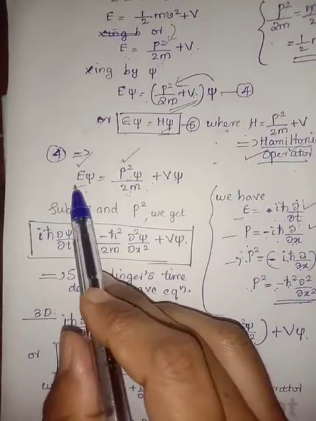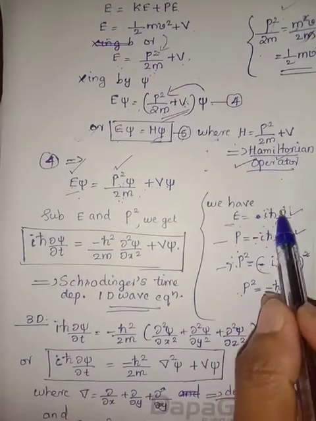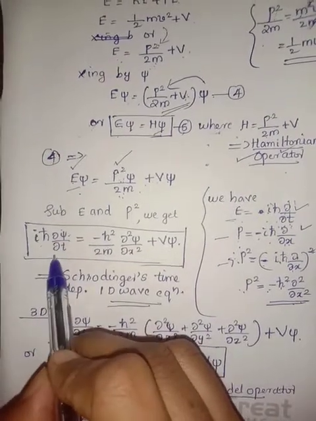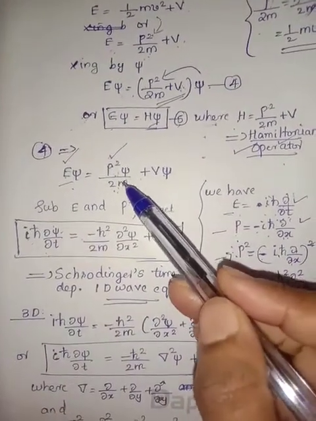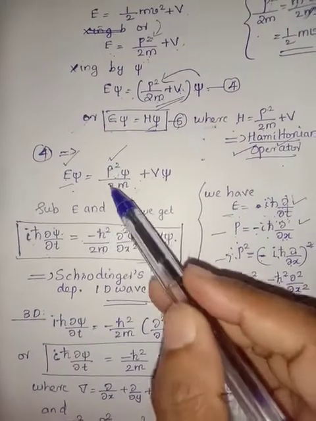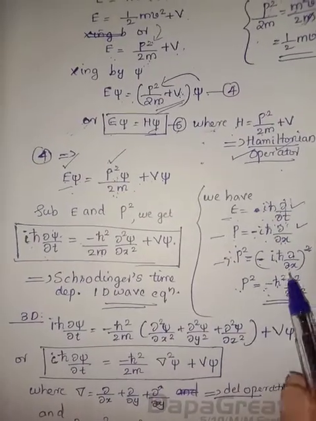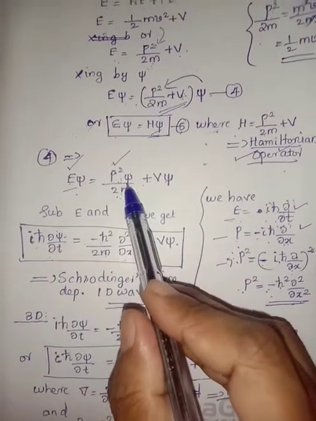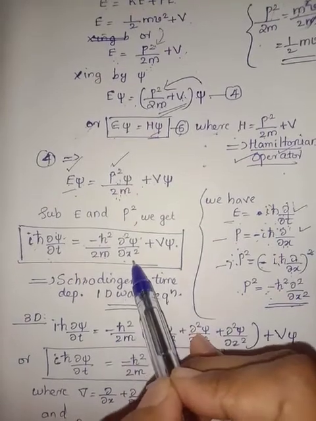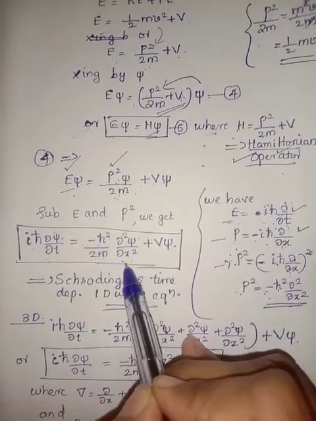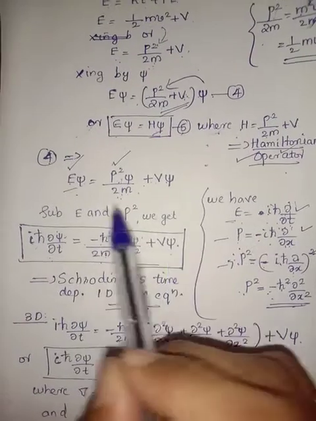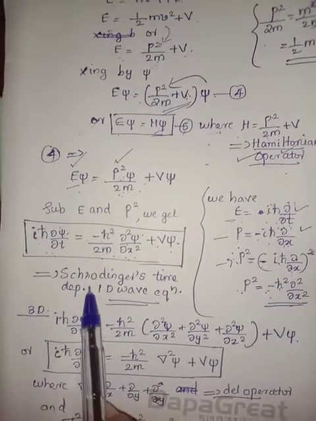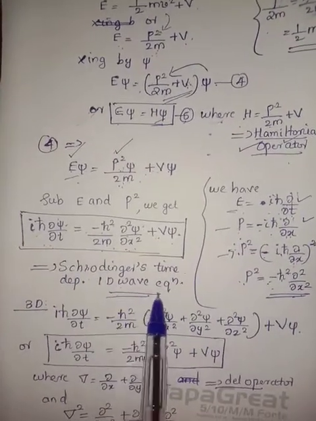So what will this equation be? Instead of E, I am going to substitute i h cross dou by dou t, and the remaining psi here, so i h cross dou psi by dou t is equal to, we have 1 by 2m, and for P square, minus h cut square dou square by dou x square, and the remaining psi here, so dou square psi by dou x square. That gives minus h cut square by 2m dou square psi by dou x square plus V psi. So we are substituting for E as well as P square in this equation. So this is our Schrodinger's time dependent one-dimensional wave equation.